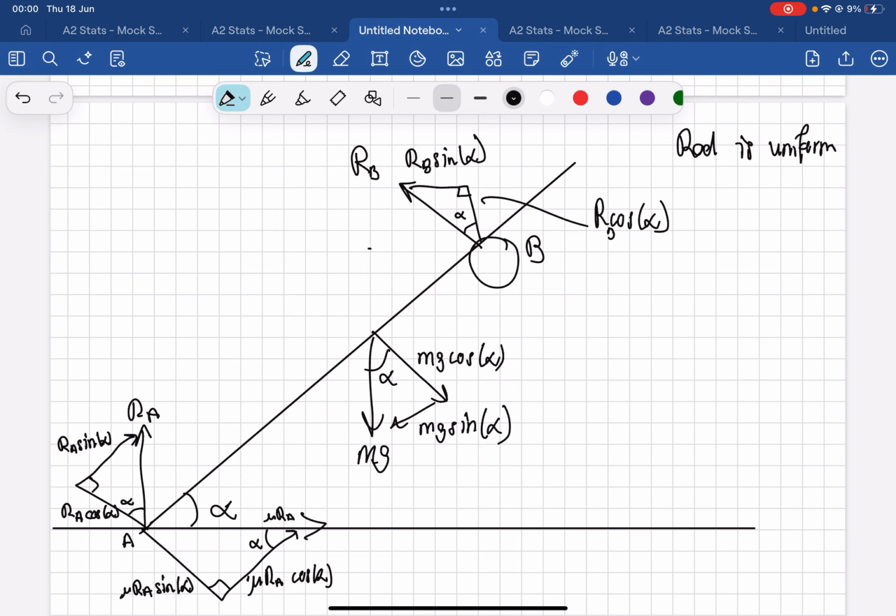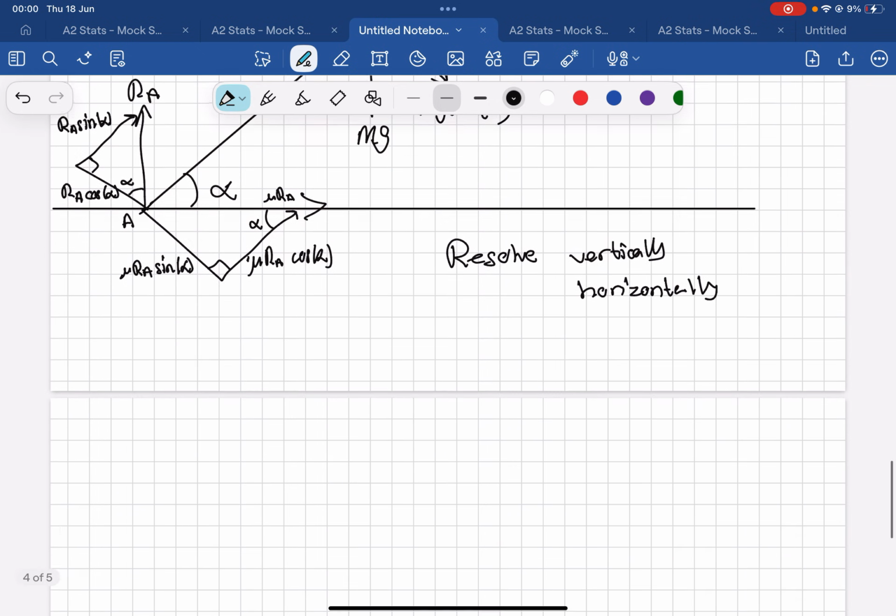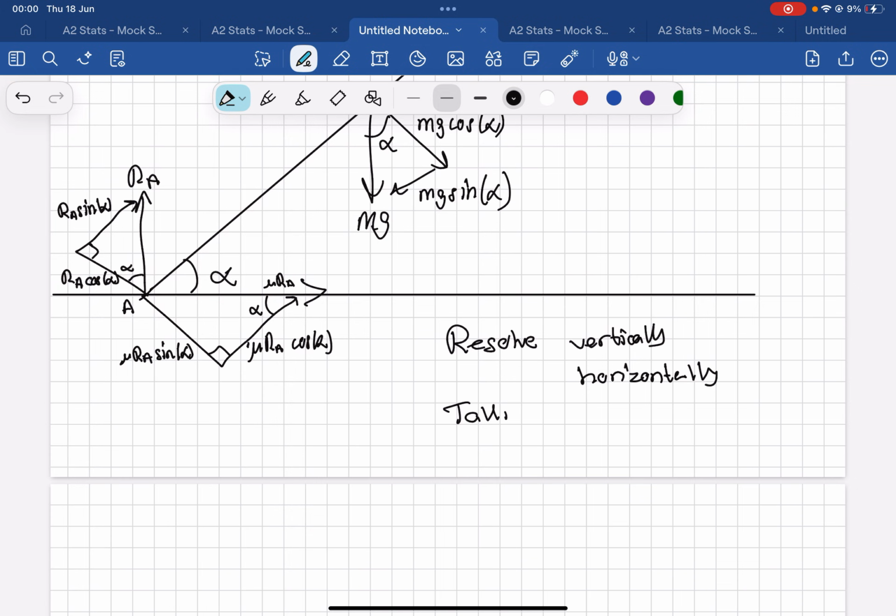Now in this sort of diagram, there are 3 places to resolve: vertically, horizontally, and the last thing is usually taking moments about A or B, depending on what the question wants.